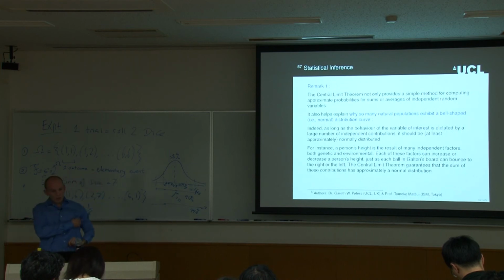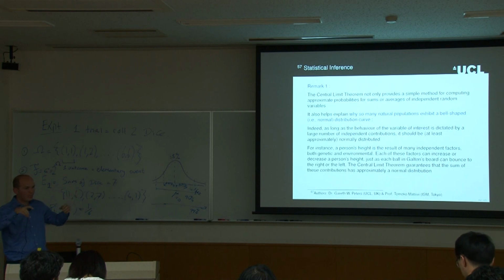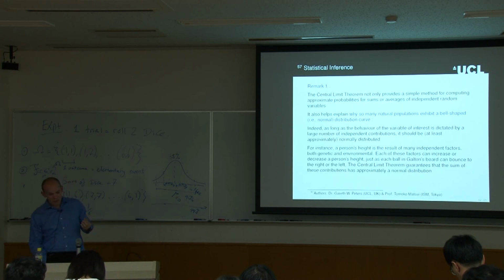A couple of remarks. The central limit theorem is not only a simple method for computing approximate probabilities for sums or averages of independent random variables. It also explains why so many natural populations exhibit this normal distribution curve. Indeed, as long as the behavior of the variable of interest is dictated by many independent contributions, it should be at least approximately normally distributed. For example, a person's height is a result of many independent factors, both genetic and environmental, which all contribute a small amount to the overall random variable. So the central limit theorem guarantees that the sum is approximately normally distributed.